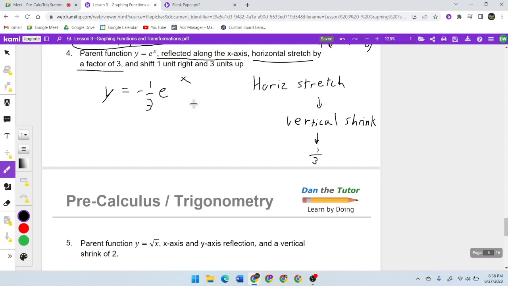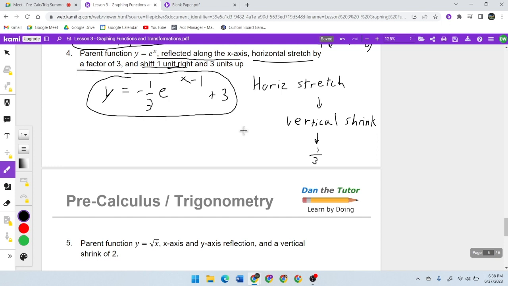Now the only thing I need to do next is shift 1 unit to the right. That's not so bad. It's going to be next to the x because a shift to the right is touching the x, and it's going to be -1 because whenever you have to the right, you need to say minus. It's the opposite, as always. And then lastly, 3 units up, I just need to say +3 and make sure that's not touching the exponent. That is separate. And there we go. There's all 4 things in one fun problem.